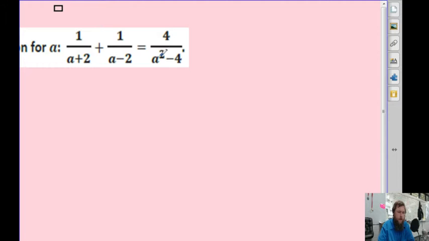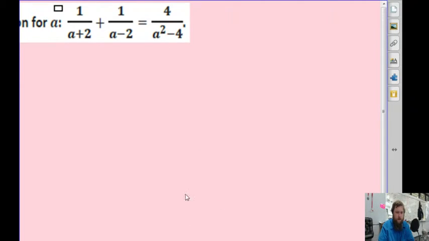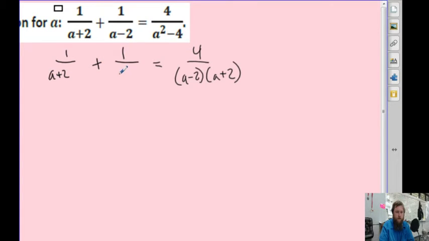And one thing to help you out here is a squared minus 4. I'm going to actually rewrite this fraction. On the right-hand side, it's going to be 4 over, that factors to a difference of squares, a minus 2 times a plus 2. And on the left side, it's 1 over a plus 2 plus 1 over a minus 2. So each fraction I want to have the same denominator, which is a minus 2 times a plus 2.